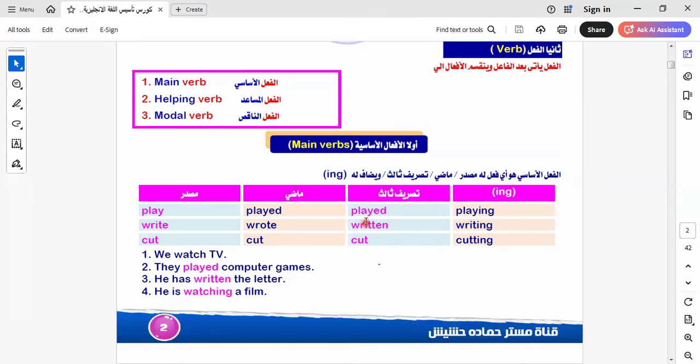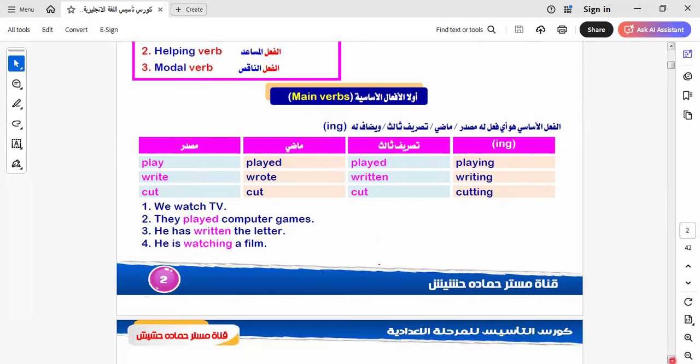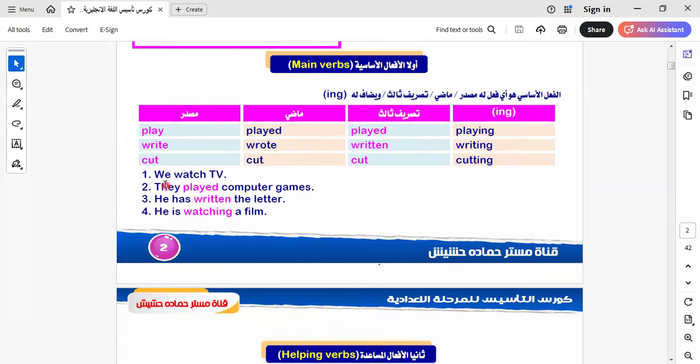Let's continue the rest of the lesson today. Here is the main verb. The main verb here is like this. We say play, played. Played is the past, the participle will be played, and in the present continuous it will be playing. Here is write, wrote, and written. Writing, cut, cut, and cutting. Let's continue the rest of this item.